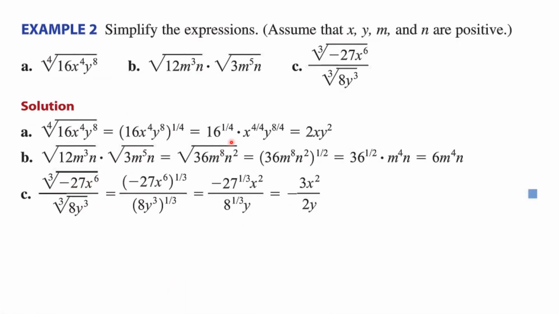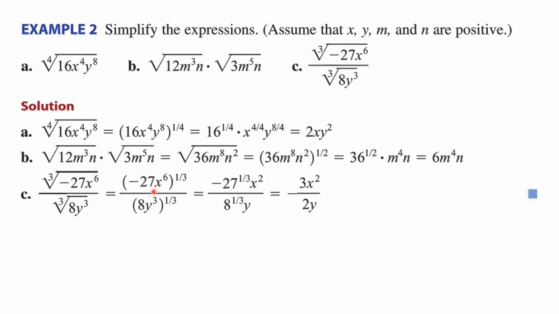You apply the 1/4 to each of the terms, and you end up with 2x y squared. Here you can multiply what's underneath the radicals first, and you get 36m to the 8th n squared, and then you raise each factor to the 1/2 power, and that at the end of the problem gives you 6m to the 4th n.